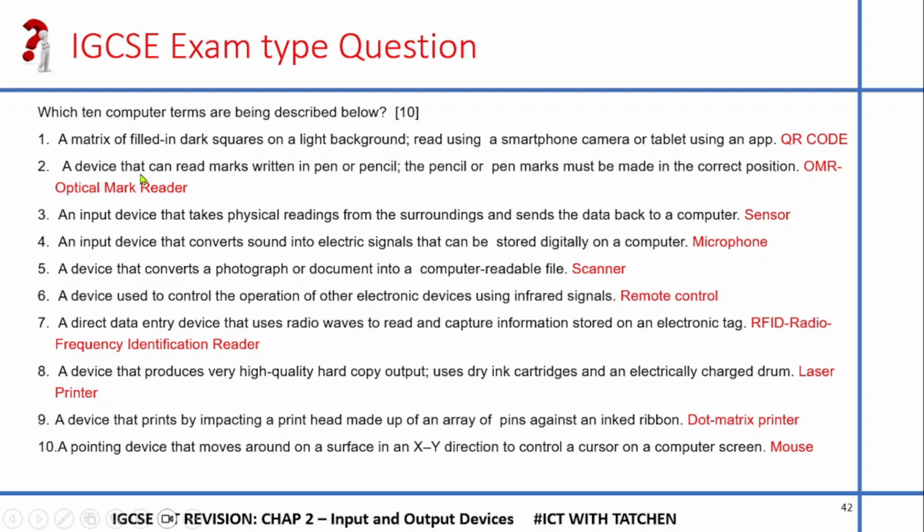And then we also have a device that can read marks written in pen or pencil. The pen marks must be in the correct position. That's the optical mark reader. So you want a device that can read marks.